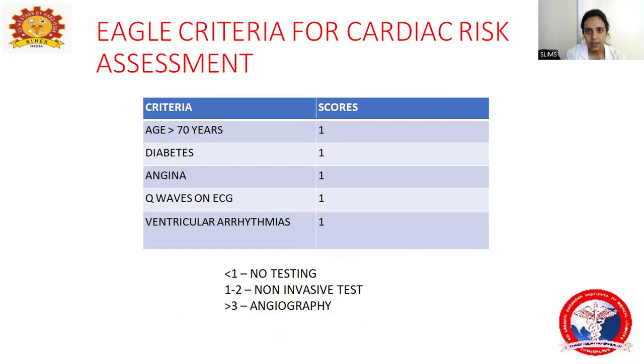There is another criteria, which is Eagle's criteria for cardiac risk assessment. So age more than 70 years, the score is 1. Diabetic, the score is 1. Angina, Q wave on an ECG, ventricular arrhythmia, all these are scored 1. And the total will be 5.